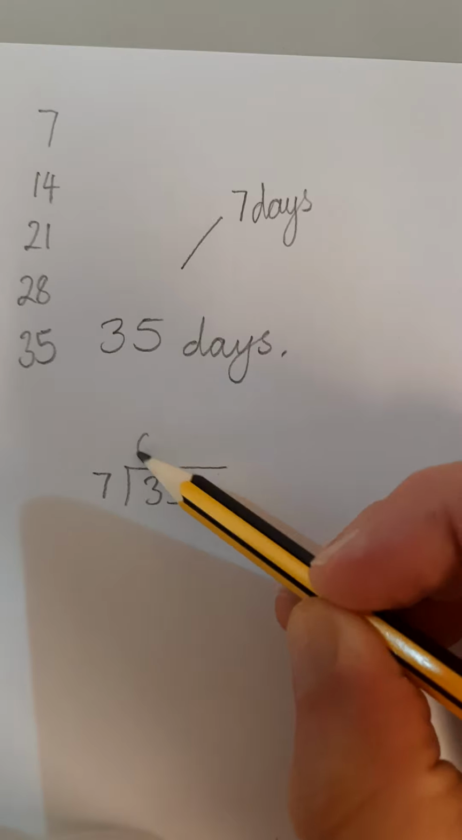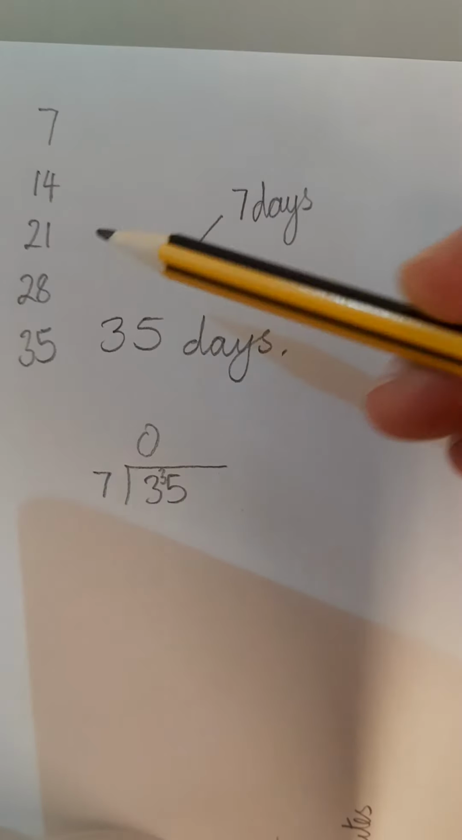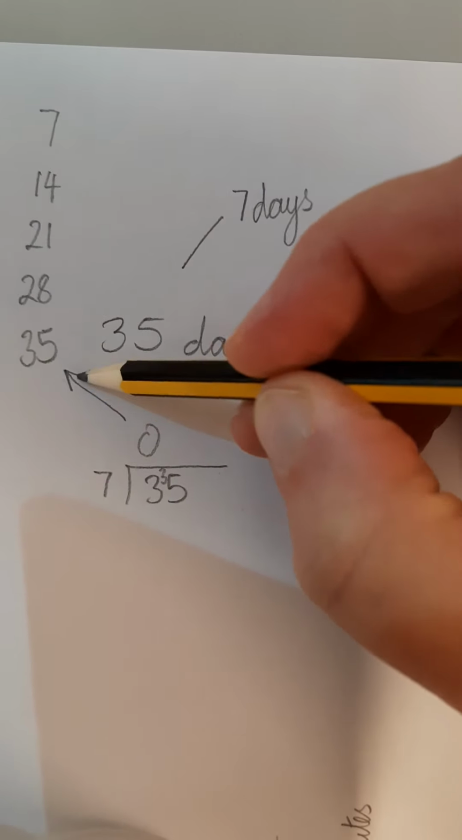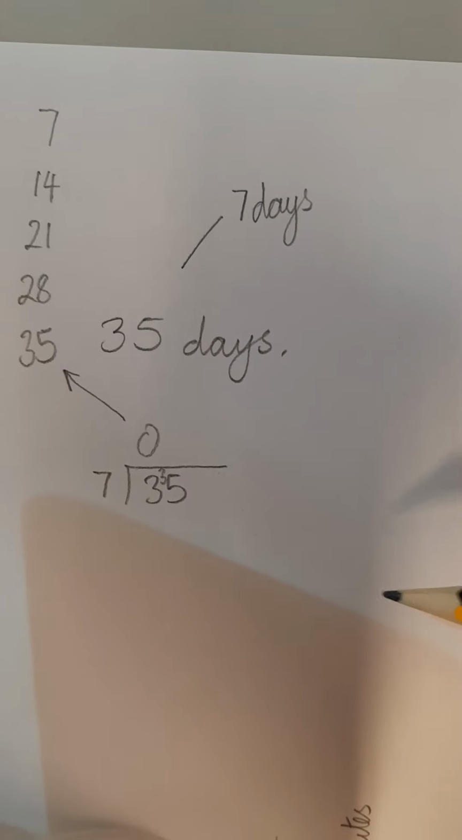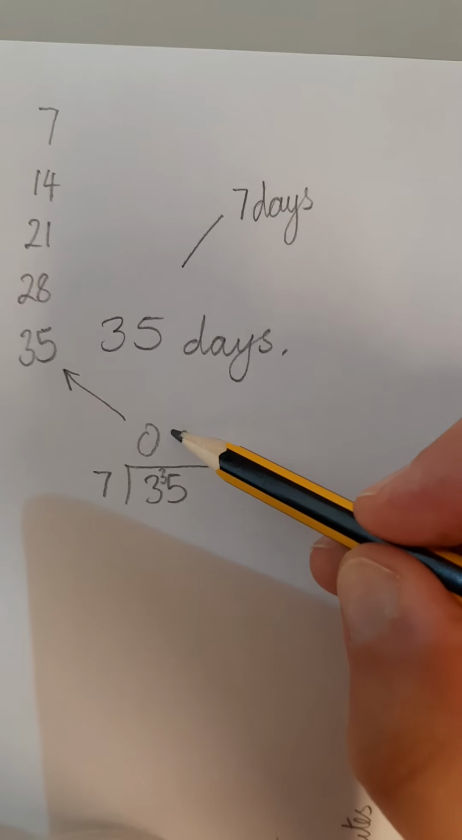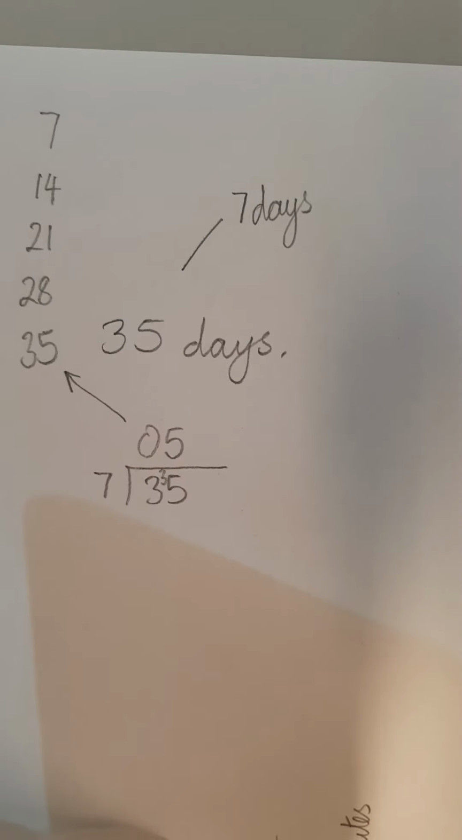How many 7s go into 3? You can't do it. Carry it over. But then we would end up using this method here and having to count on in sets of 7. And there we have the fact it is 5 weeks.